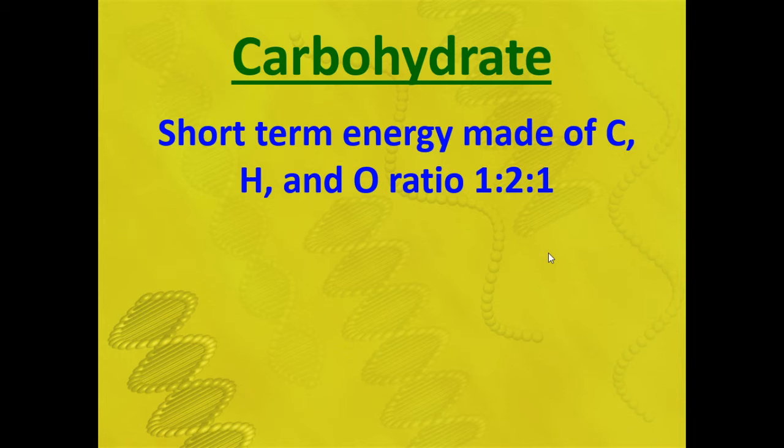Carbohydrate. This is going to be short-term energy, and it is made of carbon, hydrogen, and oxygen. The ratio for carbohydrates is very important. It is a 1 to 2 to 1, so that means you have 1 carbon, 2 hydrogens, and 1 oxygen. You really need to know the ratio for that because we have another macromolecule that is made of the exact same atoms.